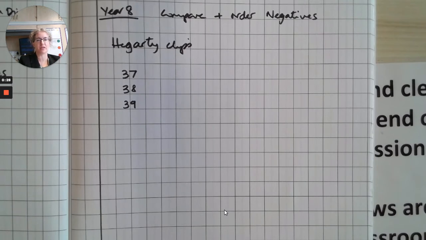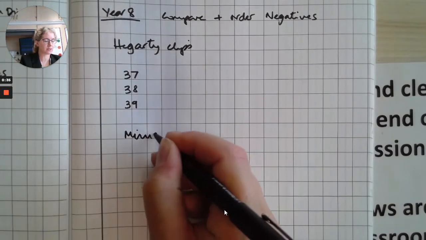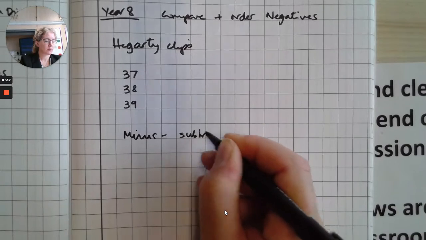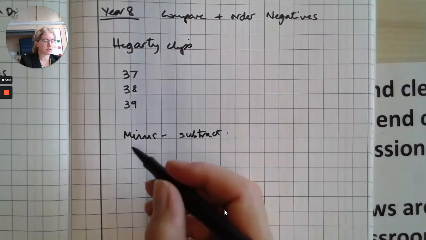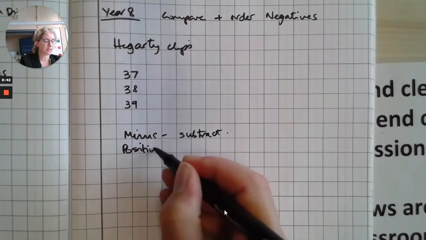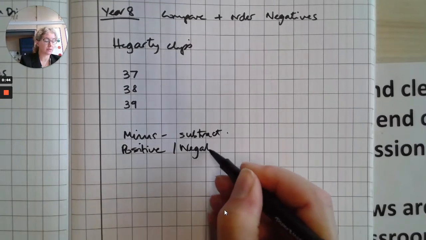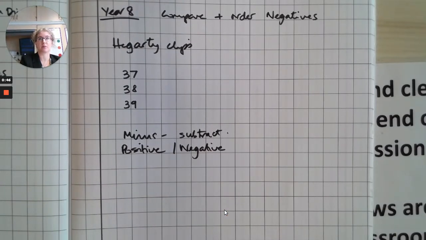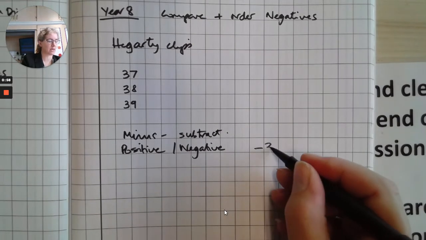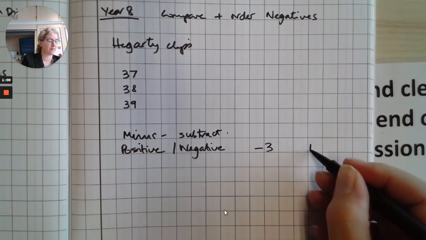We prefer to use the word negative so that we don't get confused with the word minus, because minus can be used to subtract. So we will use positive and negative to deal with the actual number. It could be a positive temperature or a negative temperature, or how many meters above sea level or below sea level. So I might have -3 or I might have +5.